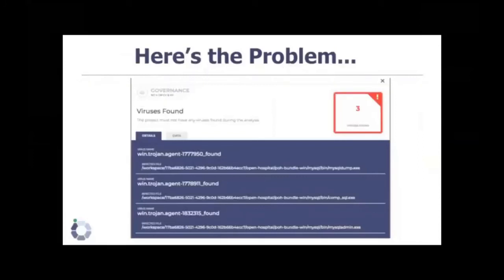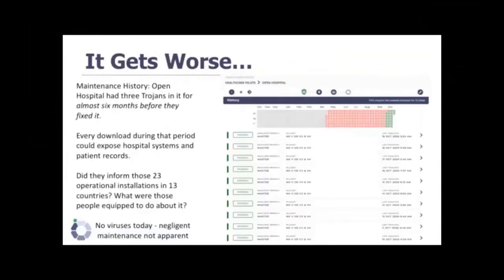However, when Ion Channel started analyzing it in April of 2020, we found 3 Trojans in it. And these viruses were present for 6 solid months before they finally fixed it. We informed them there were viruses. It took them 6 months to get around to fixing that, during which time those 23 operational installations in 13 countries were exposed to these viruses.